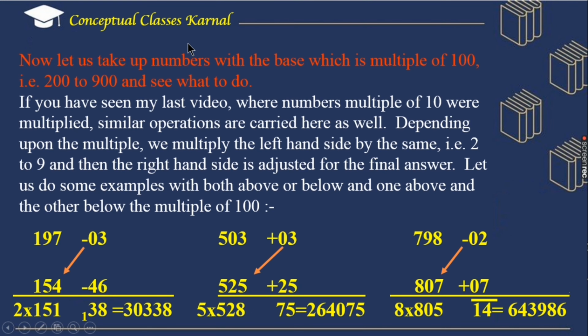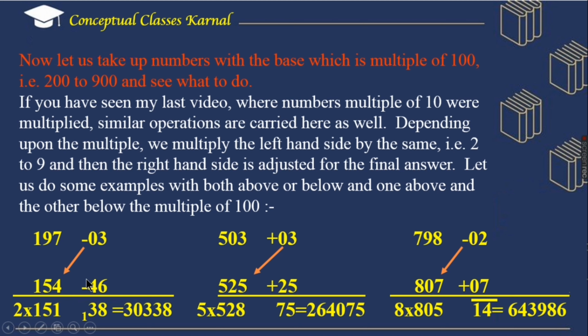Now we start with numbers which are above the base 100 and with different multiples, 200, 500 and 800. Let's have some examples. 197 multiplied by 154. So the base is 200 here. So we have complementary numbers. For 197 it is minus 03, and for 154 it is minus 46.